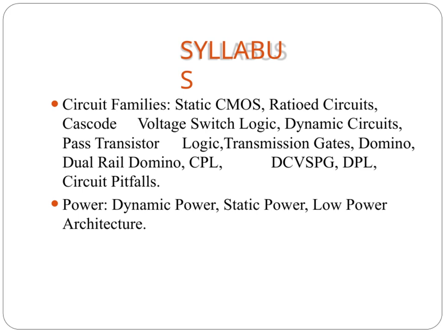Pass transistor logic and transmission gates will be discussed as alternatives that can reduce transistor count and power usage. Additionally, we'll dive into domino logic and its variations, including dual-rail domino and complementary pass transistor logic, which are popular in high-speed designs. Other specialized styles like DCV-SPG and DPL will also be reviewed, along with common pitfalls to watch out for when designing these circuits. Finally, we'll focus on power considerations, exploring dynamic power that results from switching activities, static power due to leakage currents, and strategies for low-power architecture design. Understanding these topics is crucial for creating efficient and reliable integrated circuits.